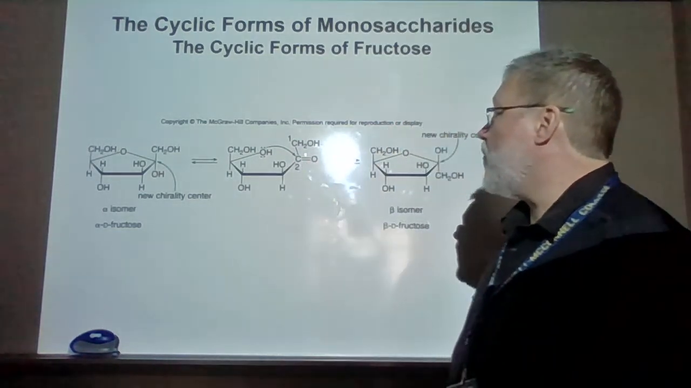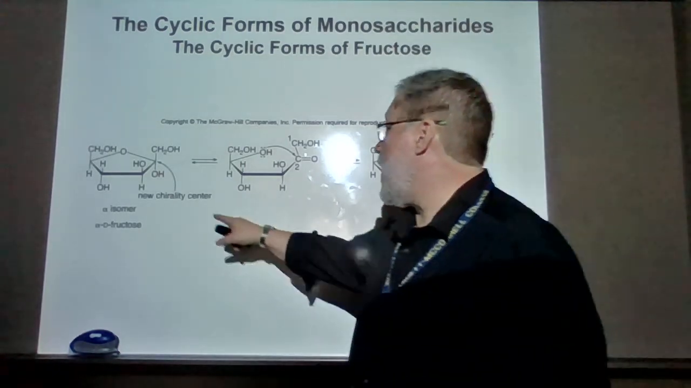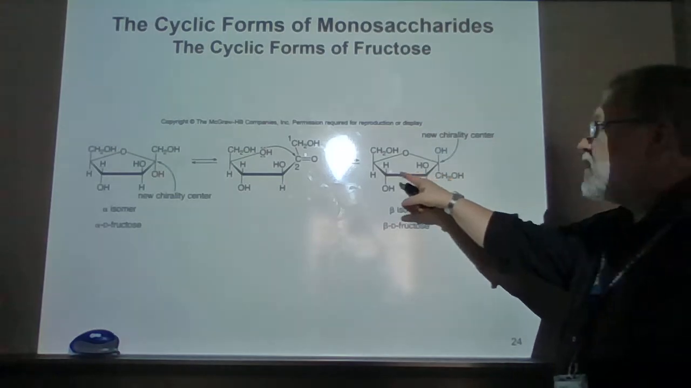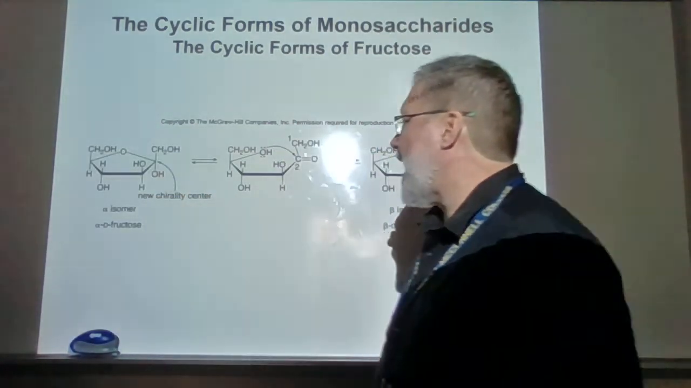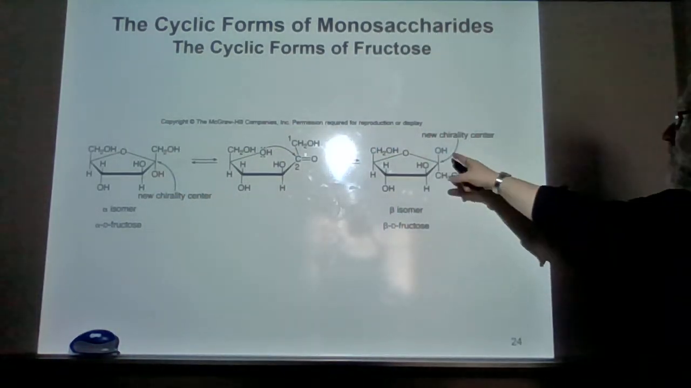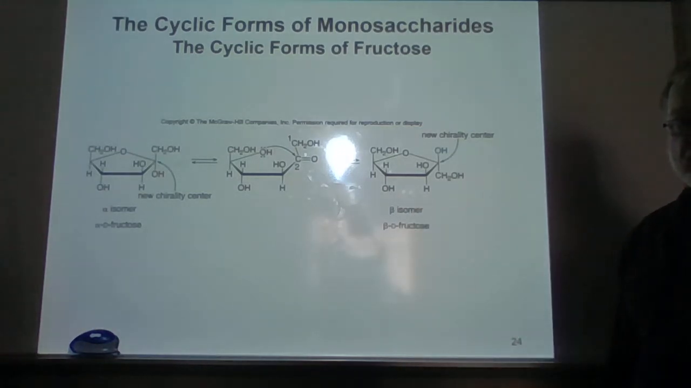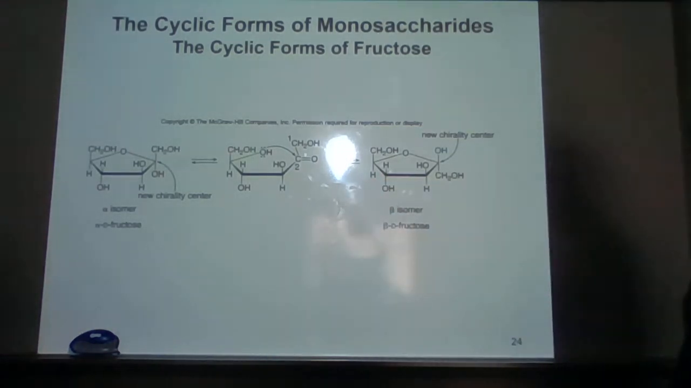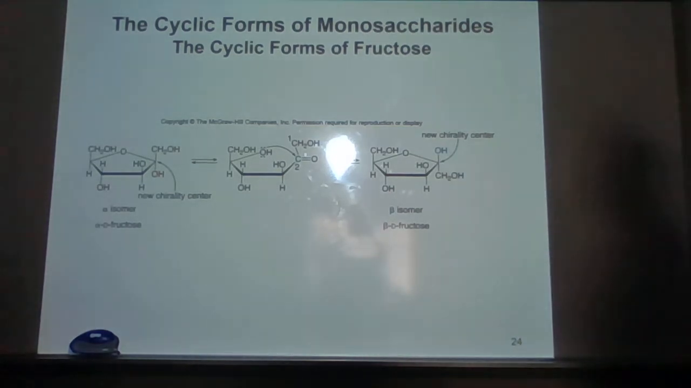This ketone can open up and give you the OH down or the OH up. If this OH is down, we have the alpha isomer. If this OH is up, we have the beta isomer. Alpha D-fructose, beta D-fructose.